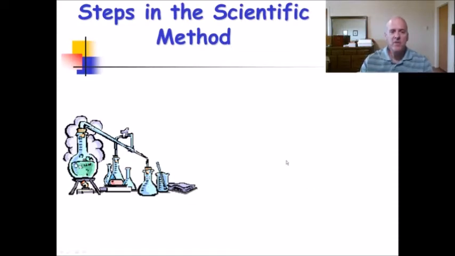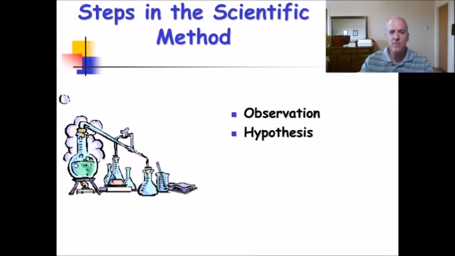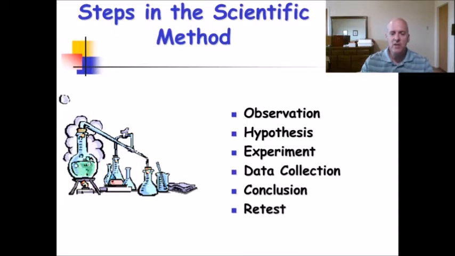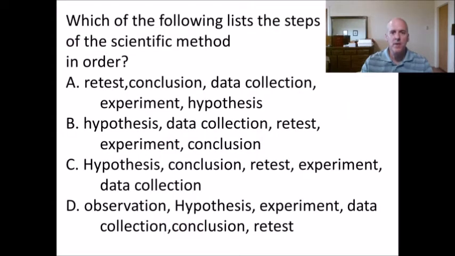So the steps in the scientific method, real briefly. There's observation, hypothesis, experiment, data collection, conclusion, retest. Okay, so we're going to start with observations. An observation is gathered through your senses. Basically, a scientist notices something in their natural world. So here's a question. This will show up on Play Pause It.